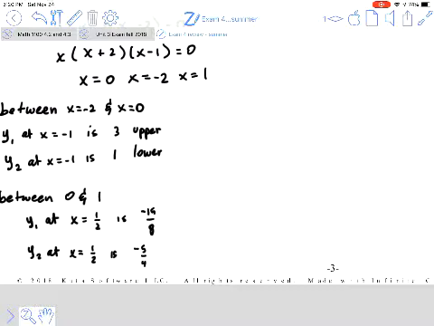Five-fourths is -10/8. So this one now is smaller. -15/8 is smaller, more negative than -5/4. So this is now the lower, and that one's the upper.